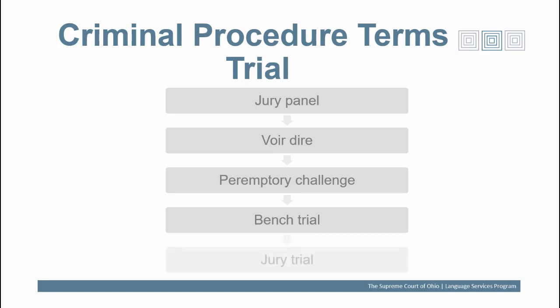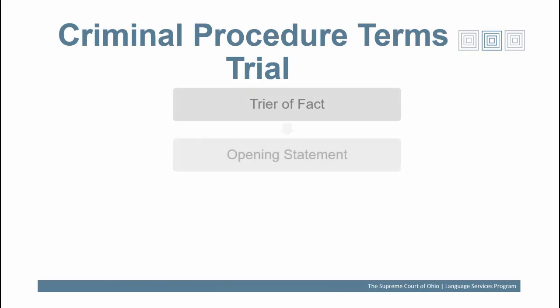Jury trial, a trial by jury as opposed to a trial by judge. Interpreters will also hear trier of fact, someone who determines what the facts are during a trial. Opening statement, the first occasion that the trier of fact has to hear from a lawyer in a trial. Burden of proof, the duty of a party in a trial to produce the evidence that will prove the claims they have made against the other party.